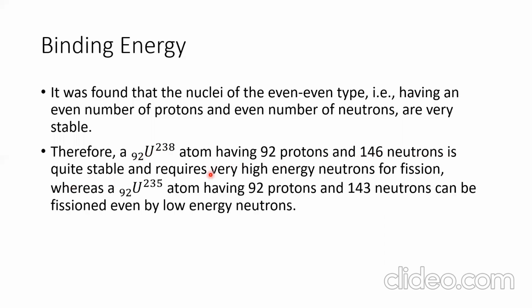And it requires very high energy neutrons for fission, whereas uranium 92 235, which is the odd number one, having 92 protons and 143 neutrons, can be fissioned even by low energy neutrons. So uranium 235 is used in a nuclear reactor, because the binding energy related to it is very small as compared to uranium 238.